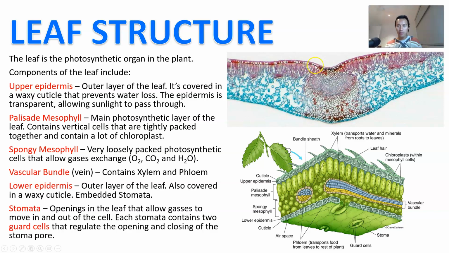So here's a leaf. Up here, there's your upper epidermis layer, and then there is your palisade mesophyll, okay? And you see there, these elongated cells are designed to maximize photosynthesis, okay?